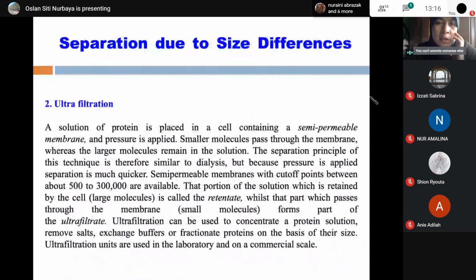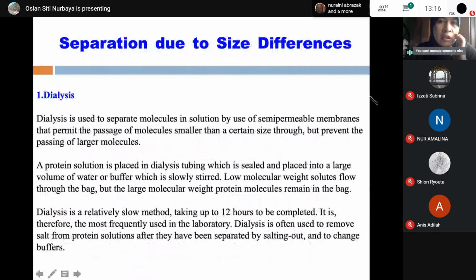Even for dialysis, it's almost similar to the ultrafiltration just now. You need to have a dialysis tube so that the smaller protein molecules will pass through the tube, and what is left in the tube is only the bigger protein. This dialysis tube will come in different sizes also. It's a slow method. It will take you more than 12 hours basically, and you will need to change the buffer frequently. Okay, so I think that's it for protein purification.